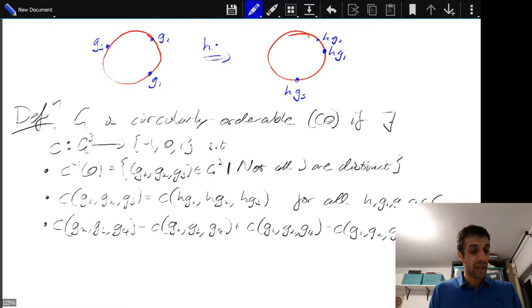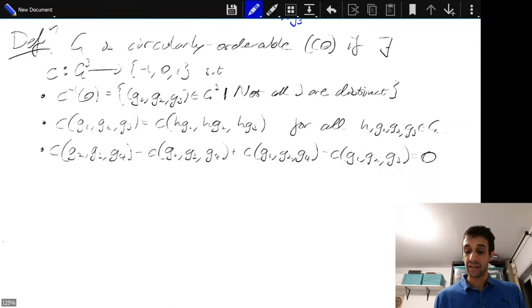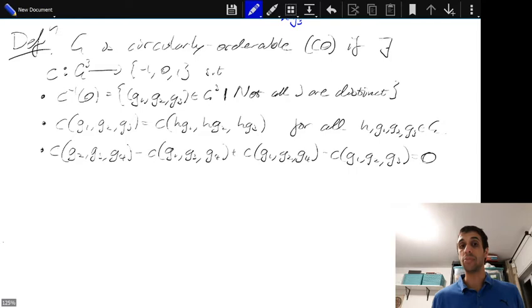Those of you who have seen some group cohomology before will notice that the second two properties are the definition of being a homogeneous two-cocycle. This probably won't come up in this talk, but it'll come up in the second talk about being a cocycle and why that's important. So a circular ordering is actually just a cocycle with some added conditions. Okay, great.